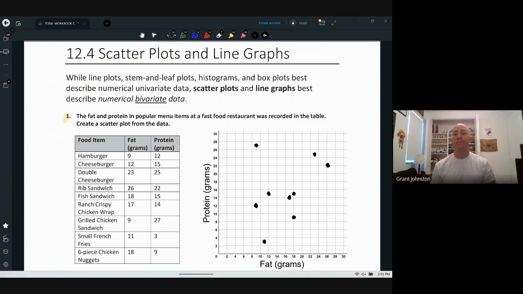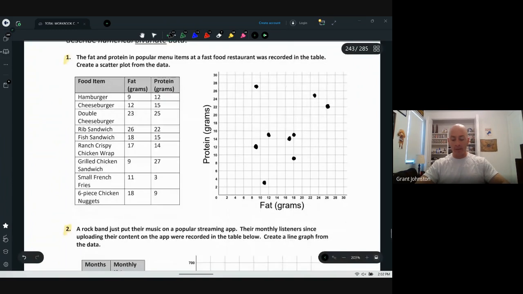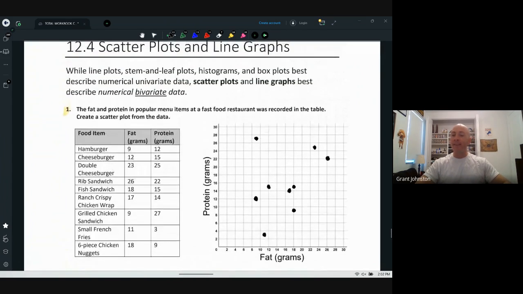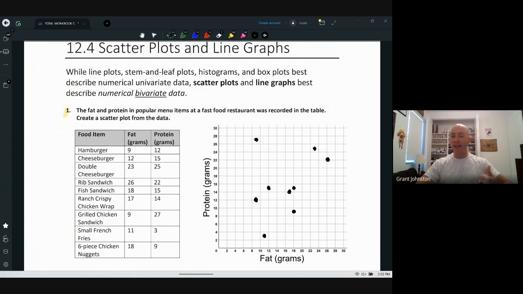So scatter plot's good for large data sets where you're just trying to plot it and see if there's any sort of correlation, either a positive correlation or a negative correlation. That's what scatter plots are good for. Now, a lot of times people get scatter plots and line graphs mixed up, and which one's best for which. So let me make the line graph first, and then I'm going to talk about it a little bit.